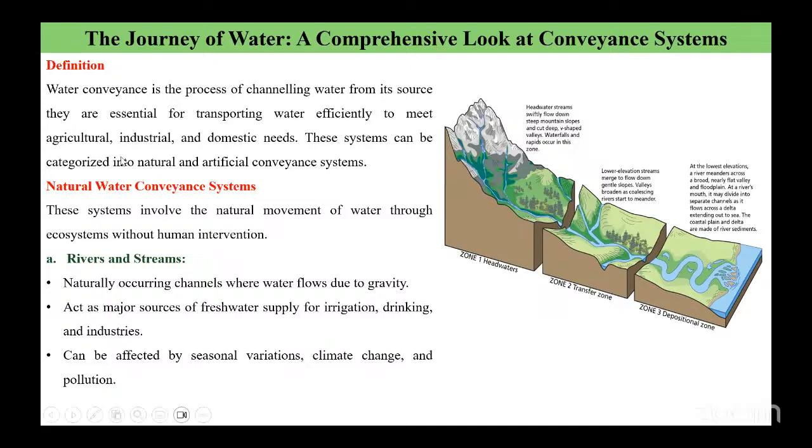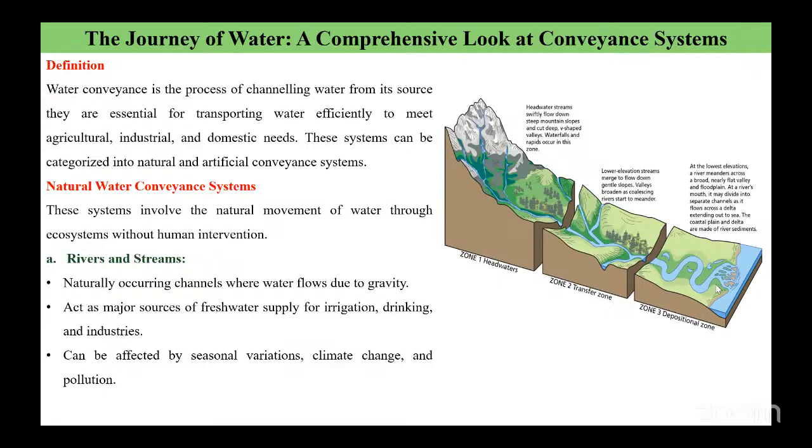If we get into these natural water conveyance systems thoroughly, these systems involve the natural movement of water through the ecosystems without any human intervention. So it is a natural seepage system. The first one is rivers and streams, the naturally occurring channels where the water flows due to gravity. The water from the glacier reaching the water body is mainly due to gravity. As we see, there is a natural seepage which is occurring due to gravity.